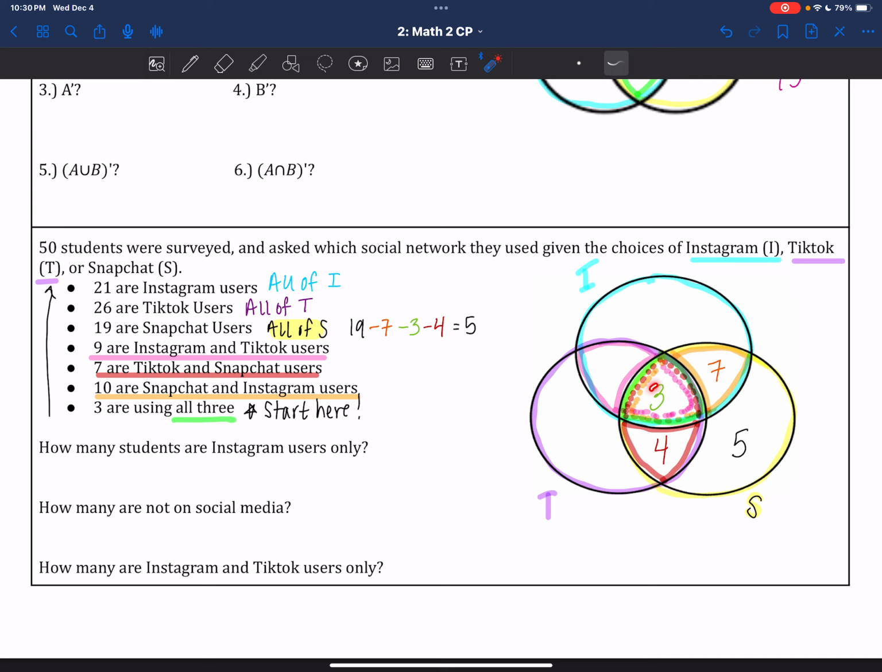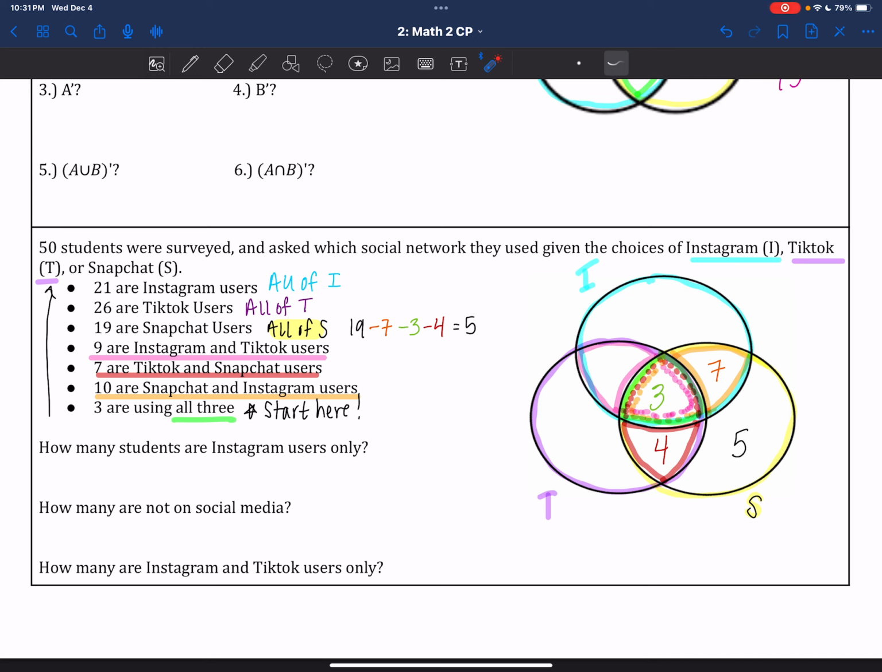So all 3 goes here. 10 are Snapchat and Instagram. So here's Snapchat, here's Instagram. So this part where the 2 overlap is supposed to be 10. But since we already have 3 here, that means this section has to be 7. All right, and here it says 9 are Instagram and TikTok. So Instagram, TikTok. Well, where they overlap is here. So if you already have 3, this would have to be 6. And then, because that's both, 3 plus 6 equals 9.